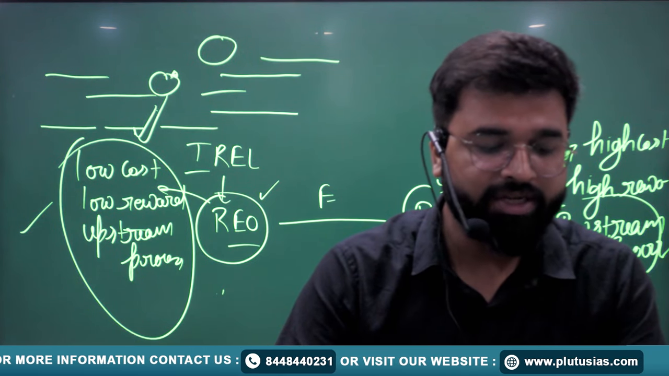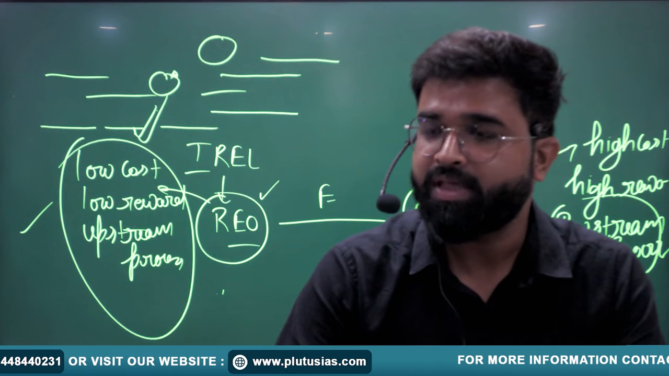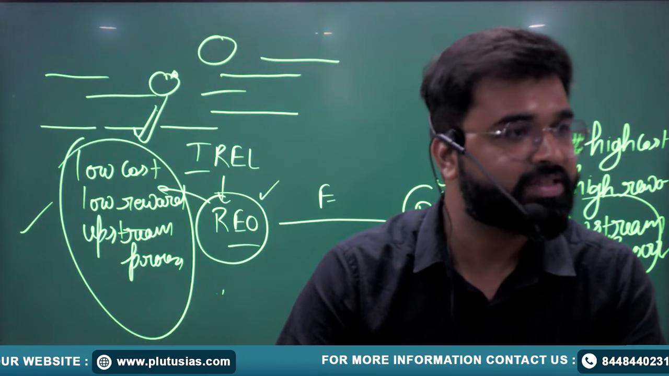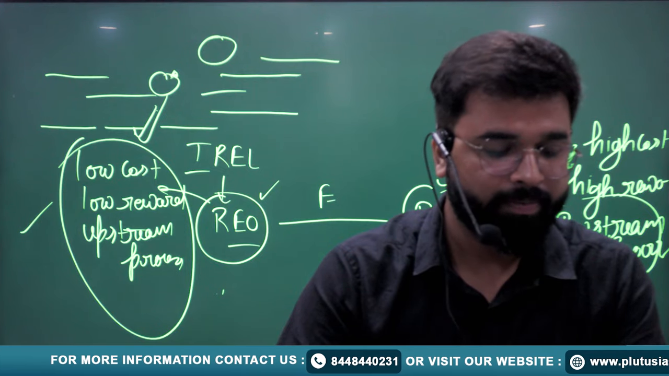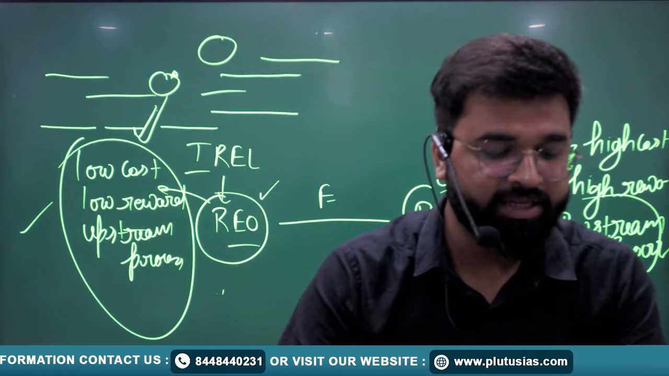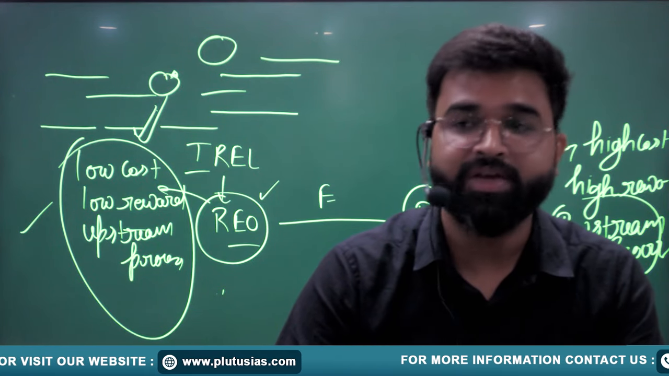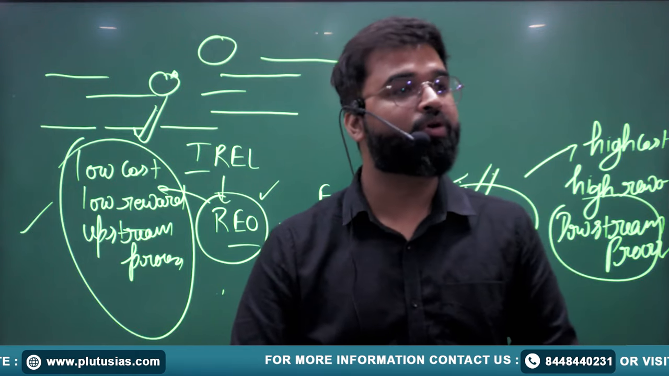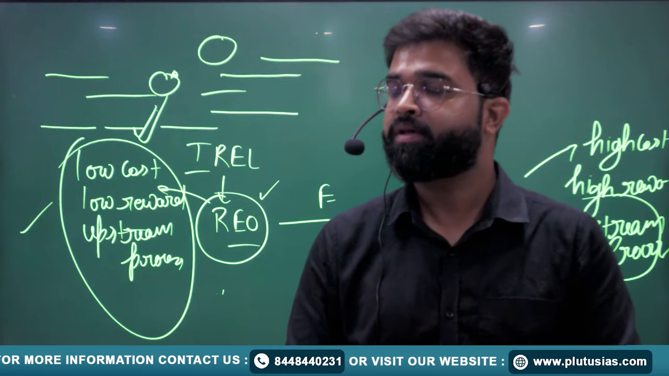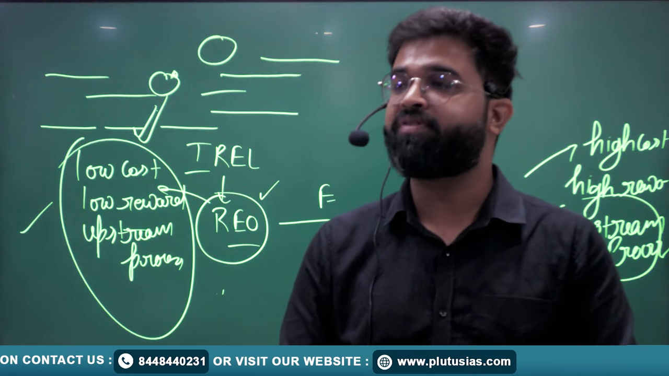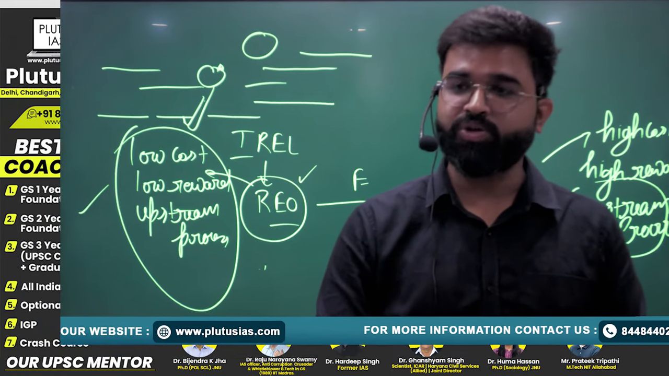Fourth point, coordination with other agencies like Quad to build up strategic reserve. Like we are having a strategic petroleum reserve in India. In the same manner, we can also have strategic reserve for critical mineral or rare earth mineral, which can provide us the buffer against any disruption in the supply chain. So these are the solutions.